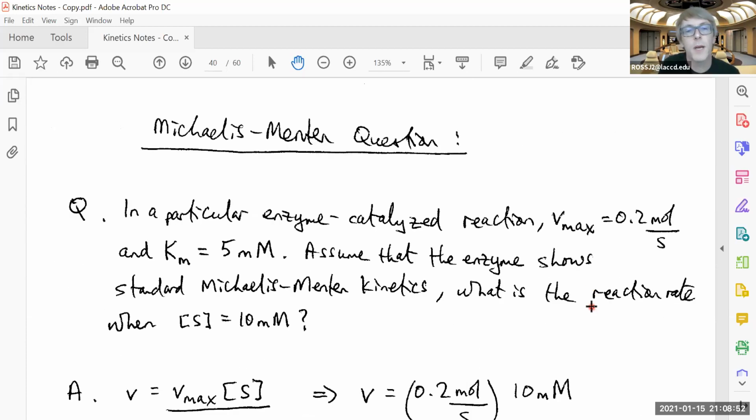So here's another Michaelis-Menten question, on white paper this time, that's why there's no shading. In a particular enzyme-catalyzed reaction, Vmax is measured to be 0.2 moles per second. Km is measured to be 5 millimolar. Assume that the enzyme shows standard Michaelis-Menten kinetics. What's the reaction rate when the substrate concentration is only 10 millimolar?